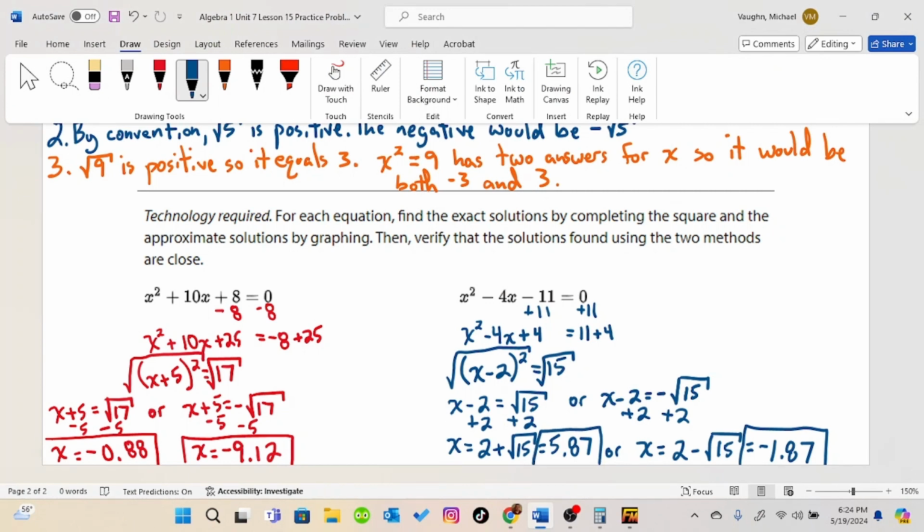If you have any questions about how to use completing the square to solve quadratic equations, please ask for further clarification before we move on to lesson 16.